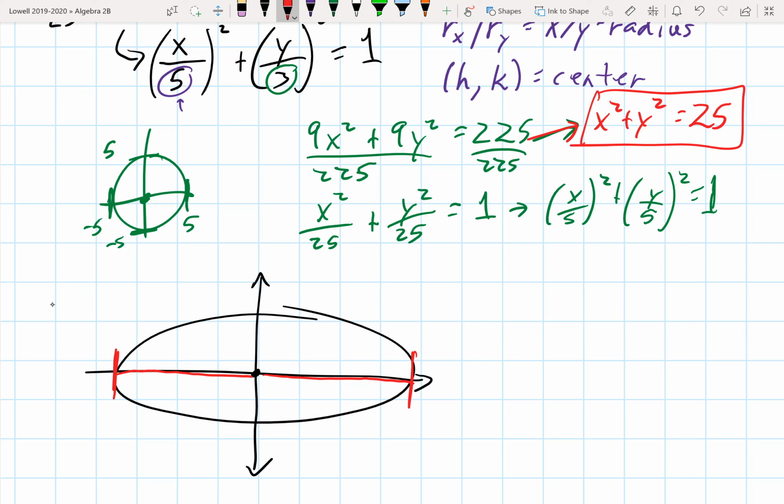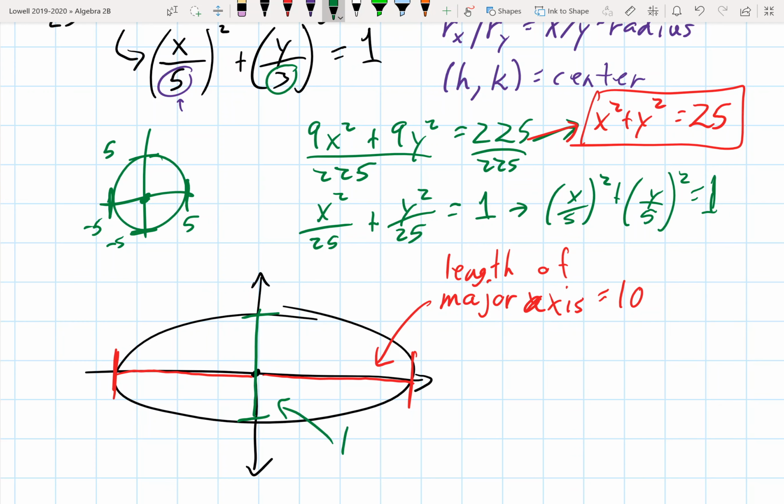In this case, our major axis is along the x direction because our x radius is larger. And so I would say that the length of the major axis is 10, being the length of it from one pole to the other pole. And likewise, the length of the minor axis, because it's shorter, is equal to 6.